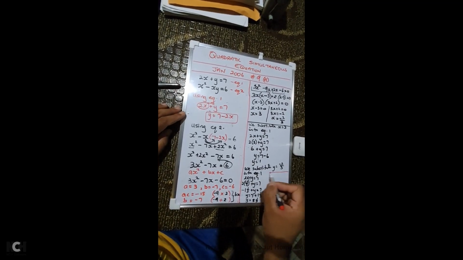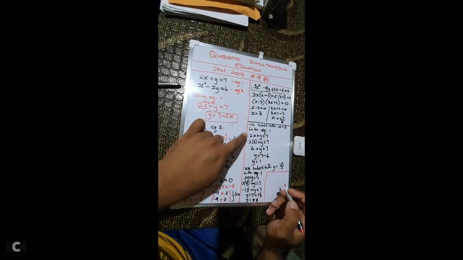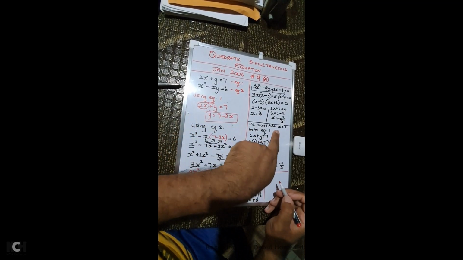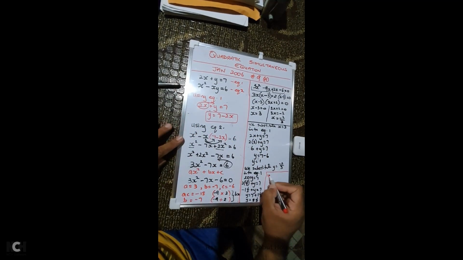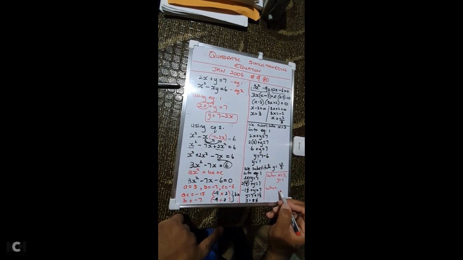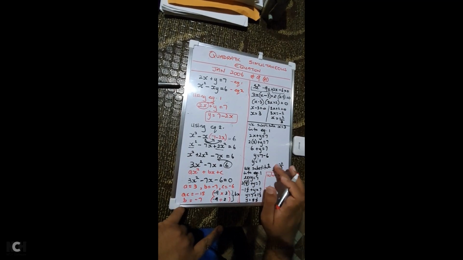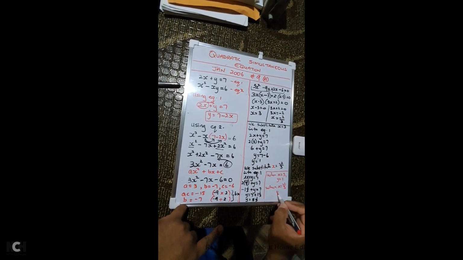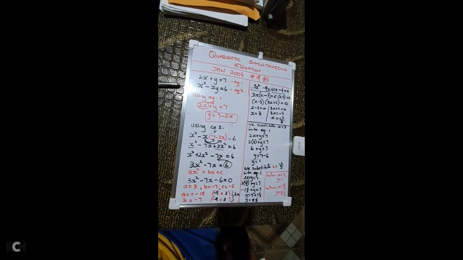So our solution, we will say when x is 3, y is 1. And when, oh sorry, this is supposed to be x equals negative 2/3. So when x is equal to negative 2/3, y is equal to 8 and 1/3. And that's our solution.